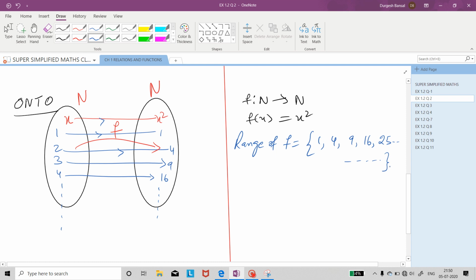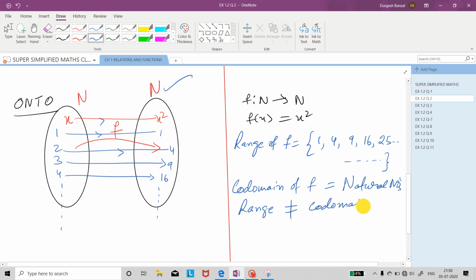That is, you are getting only the perfect squares. All the natural numbers which are perfect squares. But what was the codomain? The codomain of the function f was nothing but the set of natural numbers. So we have seen here that the range is not equal to codomain, and this implies that the function is not onto. Why is the range not equal to codomain? Because codomain contains many other natural numbers.